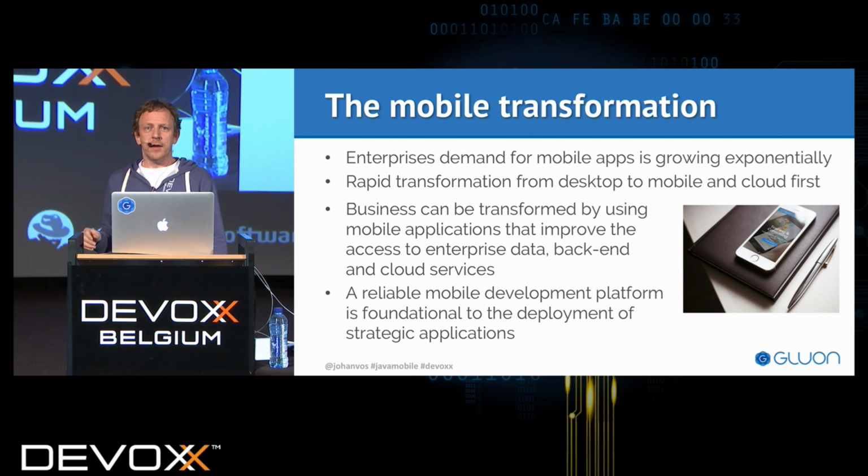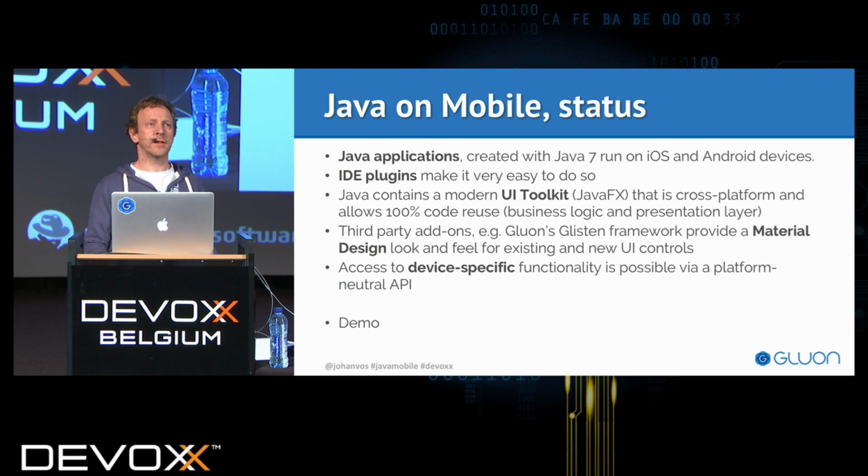So, the mobile transformation is happening right now. Today, more transactions start from mobile devices than from web devices. And especially the demand from enterprises to have their functionality on mobile devices is growing exponentially. The strategy of many companies today is mobile first, cloud first. And the businesses that are transformed today are really moving their functionality from web front ends more and more to mobile front ends. But it's important that you can also access the backend functionality. So what is very important is a reliable mobile development platform that fulfills all those requirements. And for a reliable platform, the first one I think of is Java, because it's proven to be a very reliable, mature language and platform.